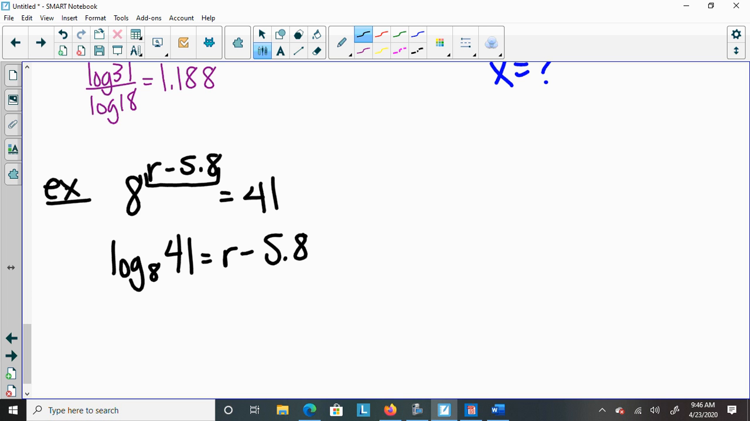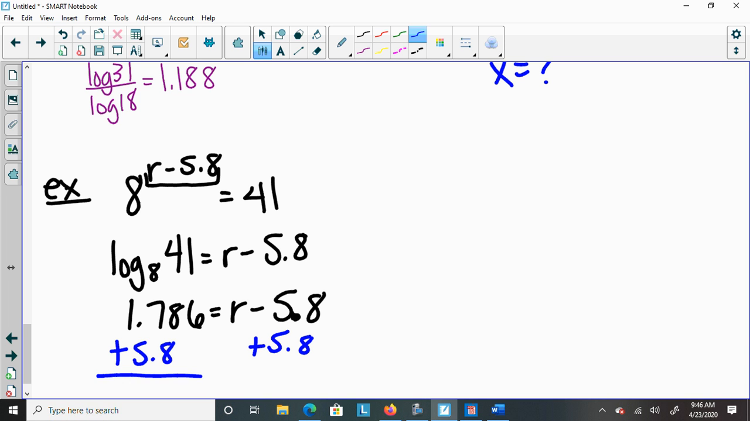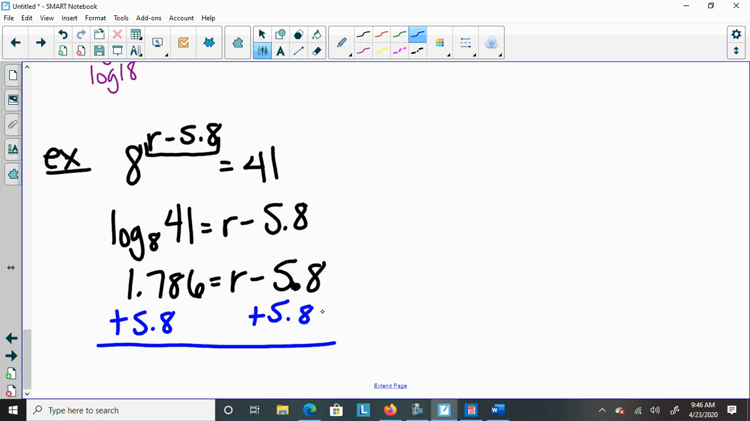And I got 1.786 equals r minus 5.8. And now you know what to do to get r by itself. We are going to add 5.8 to both sides. So plus 5.8, and you end up with 7.586 equals r.